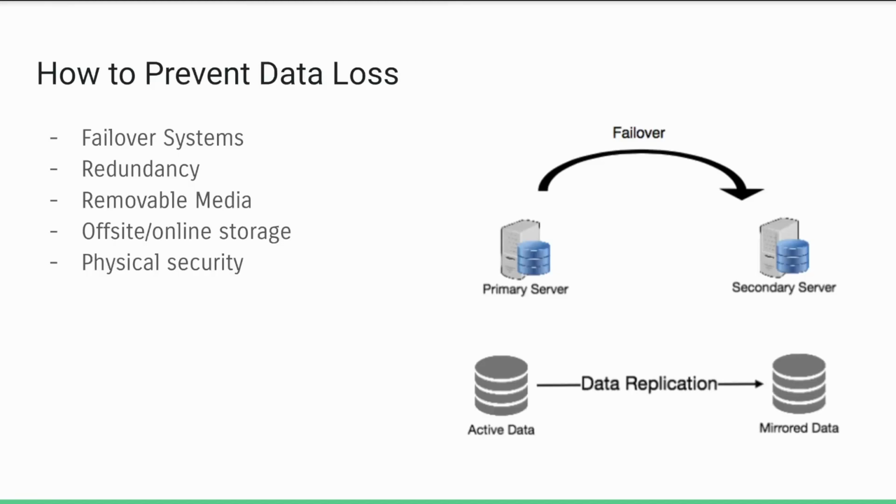Now, we talked about data loss earlier. We're going to have a couple of slides now talking about how to prevent data loss. Perhaps this should have been put in a different place, but better late than never. Now, there are 5 ways to prevent data loss. We've got failover systems, redundancy, removable media, offsite/online storage, and physical security.